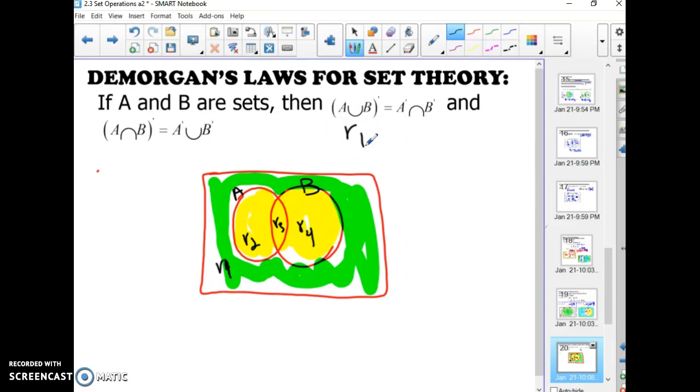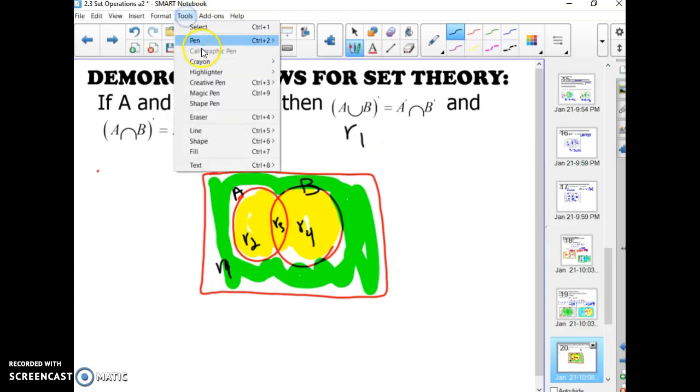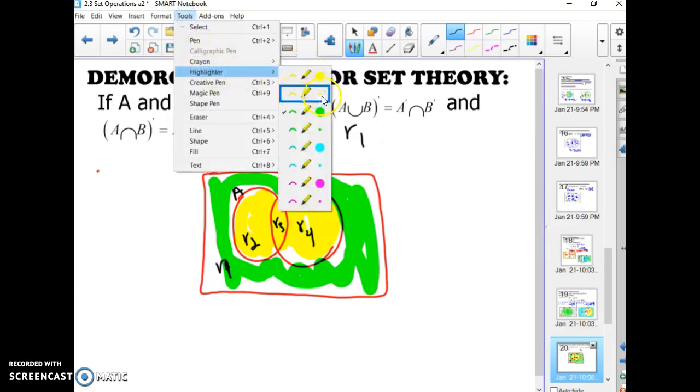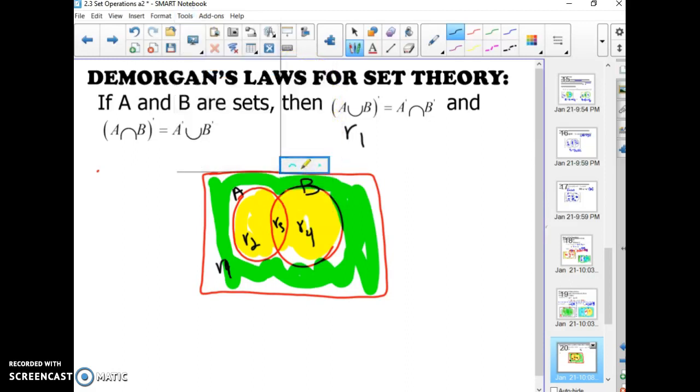So A intersection B, if I do another one of those, so A complement, so I'm going to do this. A complement is everything on the outside of A, and that's really hard to see.